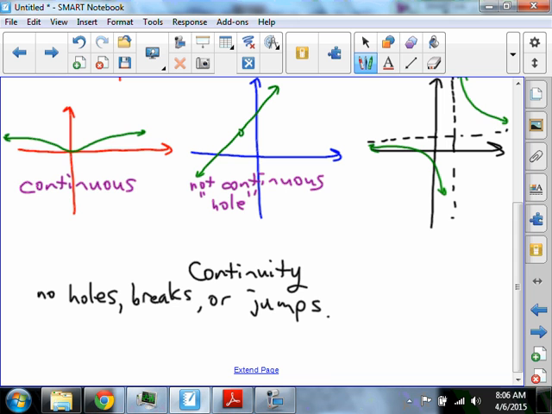The last graph, well, it's not continuous either. It doesn't necessarily have a hole in it. It has that A word that we talked about 2 weeks ago, an asymptote. It has a vertical asymptote, in fact. So if a graph has a vertical asymptote in it, then it's not continuous. If a graph has a hole in it, then it's not continuous.